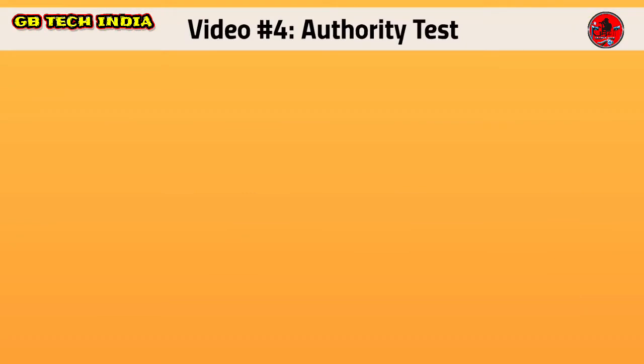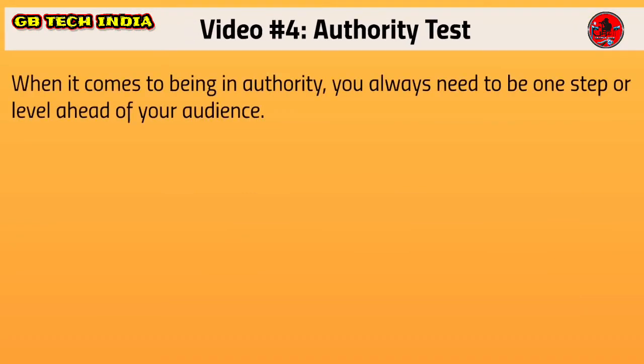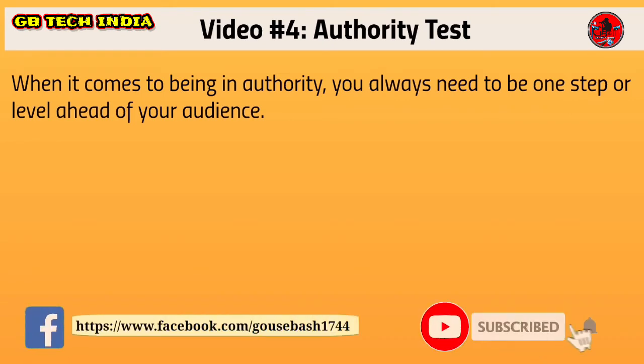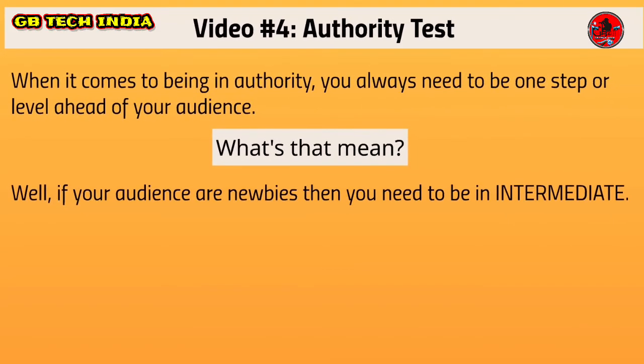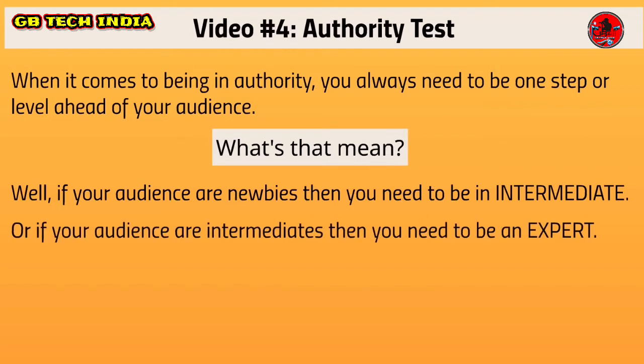Hello and welcome back to video number 4. This is the authority test. When it comes to being authority, you always want to be one step or one level ahead of your audience. What do I mean by that? I mean, if your audience are newbies, you want to make sure that you are at least in the intermediate level. Or if your audience are intermediates, then you need to make sure that you are an expert in that niche.